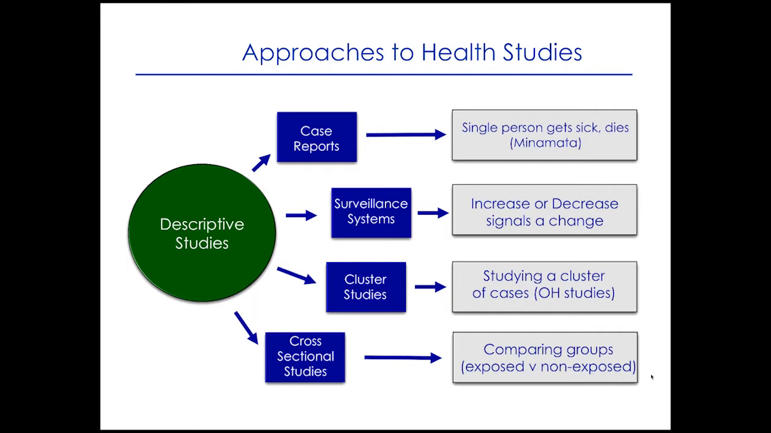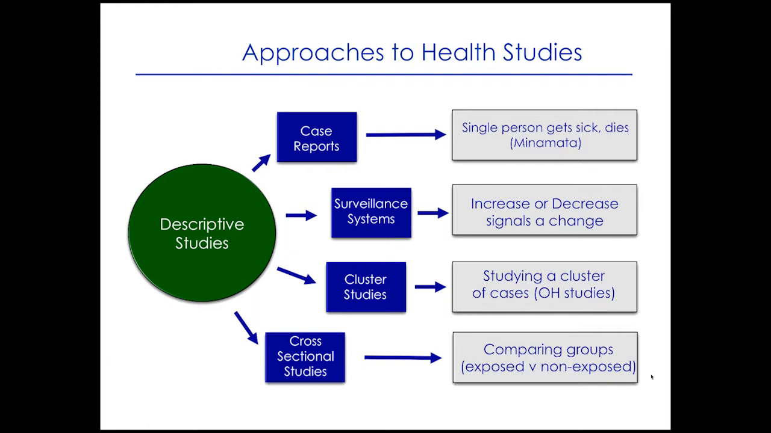You also have cluster studies, very common in occupational health, where a whole group of workers in one part of a facility are getting a similar health effect, a similar disease, and that leads us to causation. And finally, what I've been describing earlier on is really a cross-sectional study comparing groups. So the last bullet item is what we generally do, comparing rates of disease between exposed and unexposed.